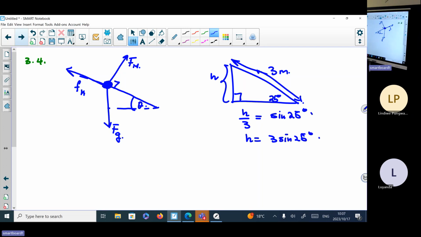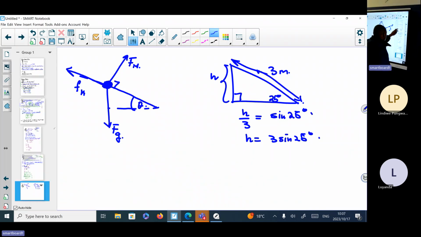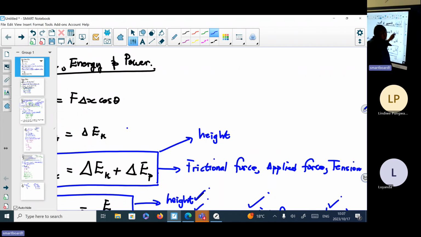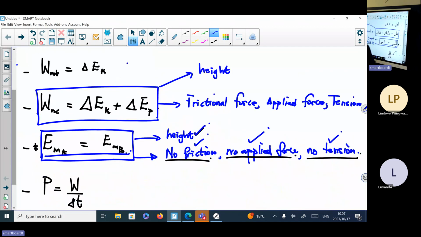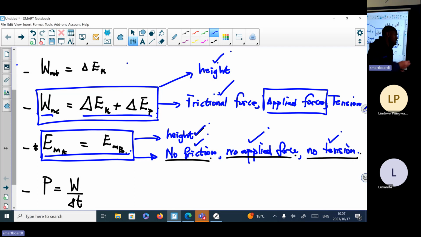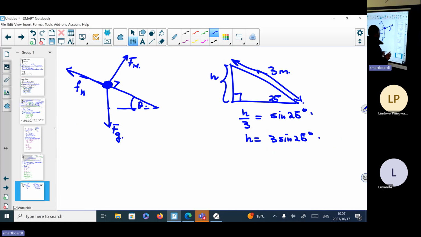We have calculated the height. And after calculating the height, we look back again at these conditions we have set at the beginning of this session today. We have said that when I have the height and there is a frictional force and an applied force, and now the applied force is no longer there. So we don't have the applied force, but I have the height and the frictional force. Then I can apply the formula that says work done by all the non-conservative forces is equal to the change in kinetic energy plus the change in gravitational potential energy. I hope you guys are seeing what we're trying to achieve here.